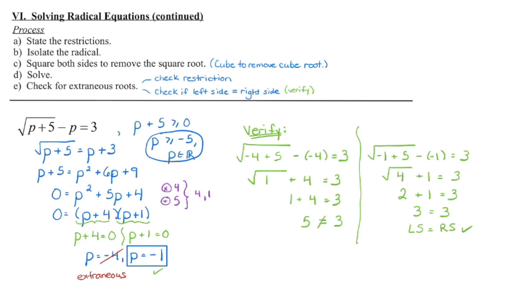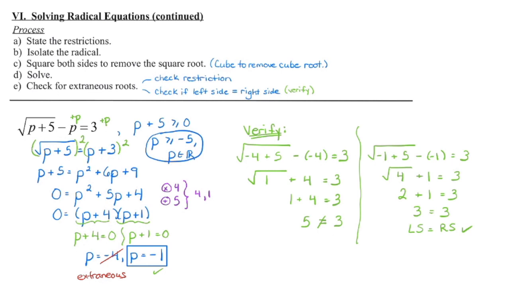We're now going to isolate that radical. So I need to remove that -p. And this is a step a lot of students forget. So don't forget, we want to do that first. And then we're going to square both sides in order to remove that radical.